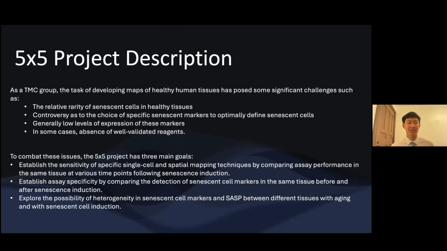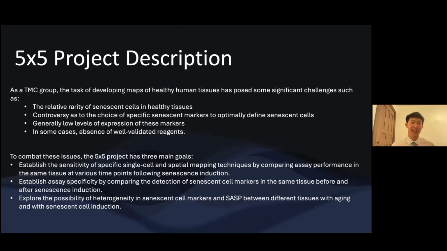So, as a result, the 5 by 5 project came to fruition. And as part of the 5 by 5 project, there are three main goals. One of which is to establish the sensitivity of specific single cell and spatial mapping techniques by comparing assay performance in the same tissue at various time points following senescence induction. Now, that's a mouthful, but what it means is to basically look at various assays and determine how useful they would be when directly approaching the problem of senescence.